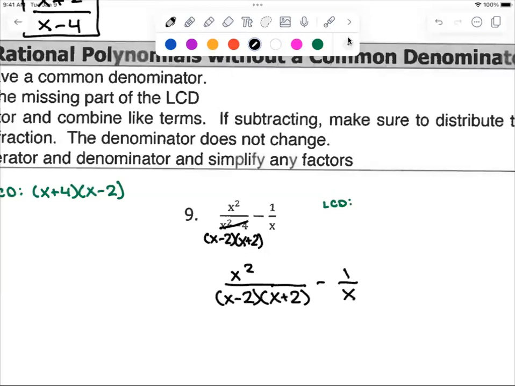So really my LCD, if you look at the denominator, needs to be made up of all 3 of those parts. So the LCD is going to be x minus 2 times x plus 2 times x. This first fraction is missing an x, so we have to multiply it by x over x. The second fraction is missing the x minus 2 times the x plus 2.